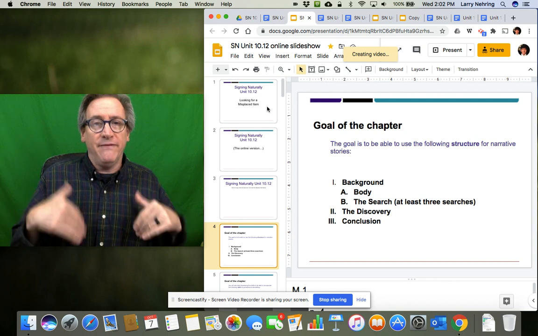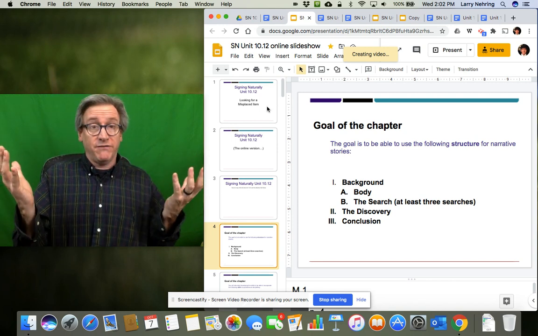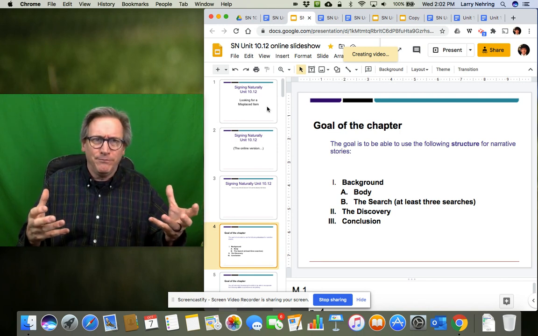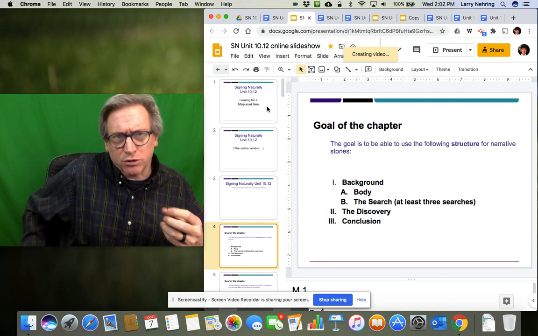Okay. And then the discovery process, oh my gosh, I found it. And then how do you feel afterwards? That's a pretty typical structure for most personal stories, right?